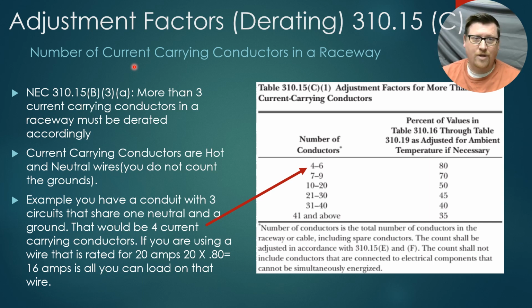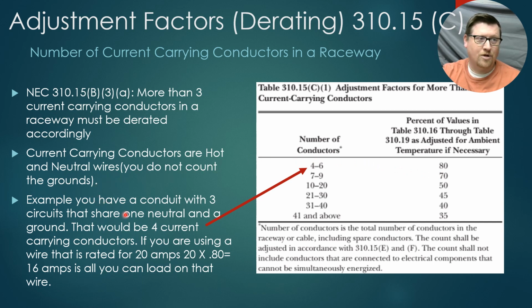So in the code book we've got a chart, 310.15(C)(1), right? And this chart gives us, if we have 4 to 6 conductors, we're going to derate or adjust the amount of amperage that wire can hold by 80%.